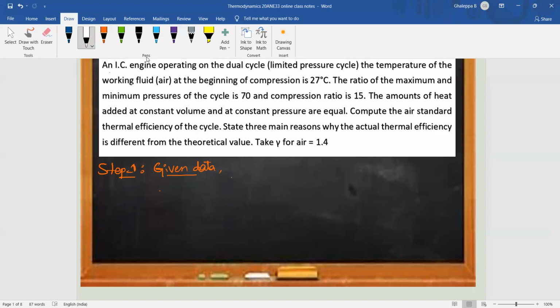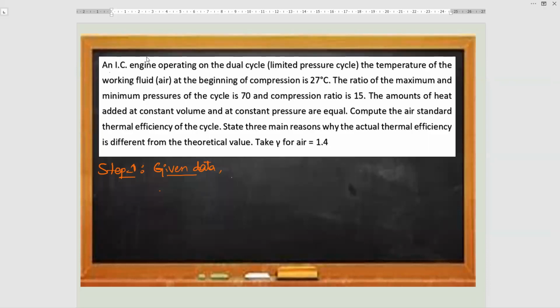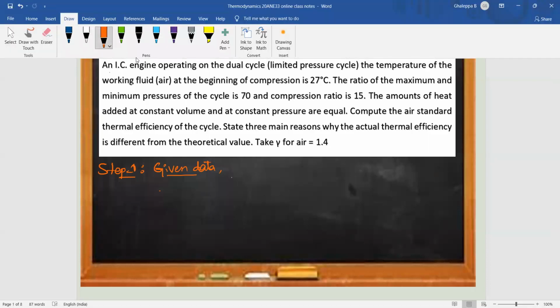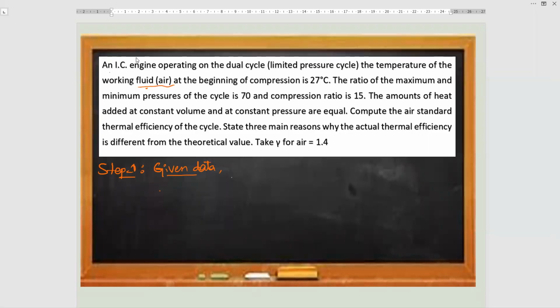it is air as a working fluid, because it is air standard cycles. We are assuming it as air standard cycles. It's air. At the beginning of the compression, the temperature is 27 degrees Celsius. So first you write, what is the type of cycle?